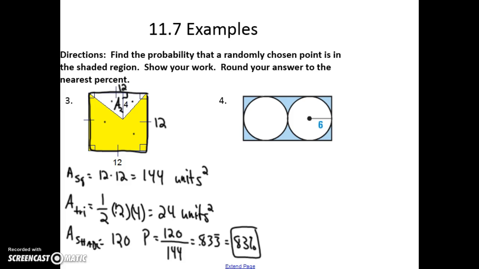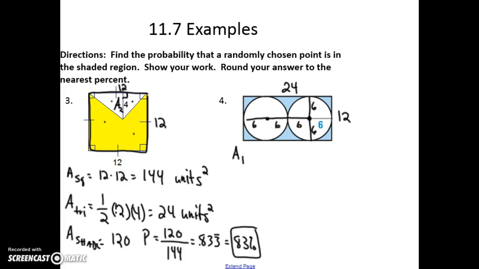On number 4, same type of problem, just different shape and different numbers. So take a minute to pause this and try to solve it on your own. Okay, I think we've seen something like this before, where this is 6, and this circle would also be 6, and this would also be 6. And so this is 24 this way, and if I know one radius, I know every radius, so that's 6, and that's 6, and that's got to be 12.